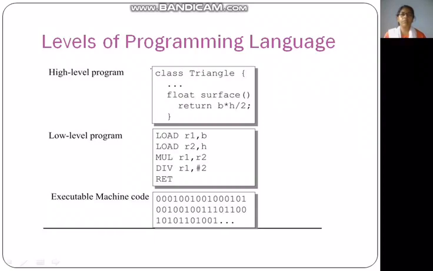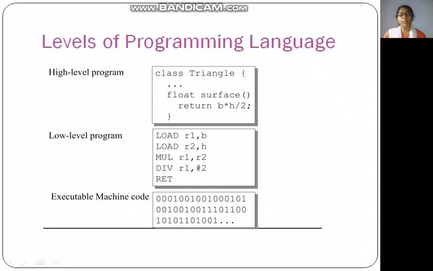Look at this part of the program. This code explains the definition of a class. The words used here resemble the English language. That is why we call it a high-level language. A human being who knows the basics can understand what this language is. But look at the low-level program. Some codes are used here to represent the operations. So it is not that easy compared to the high-level language.